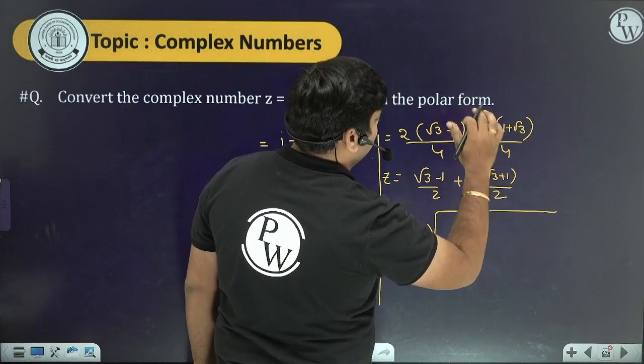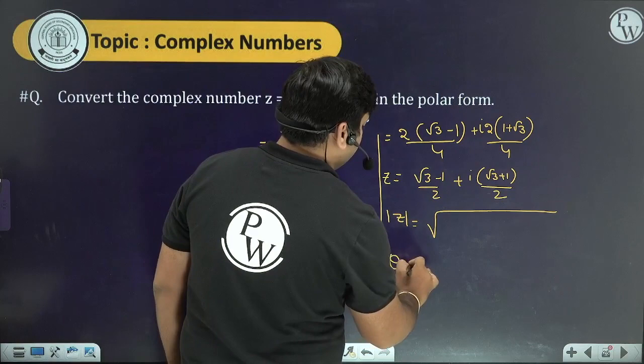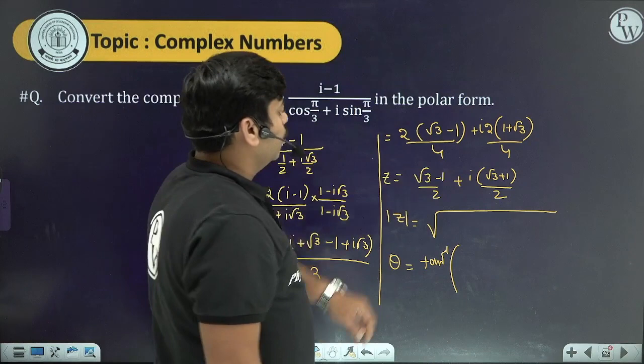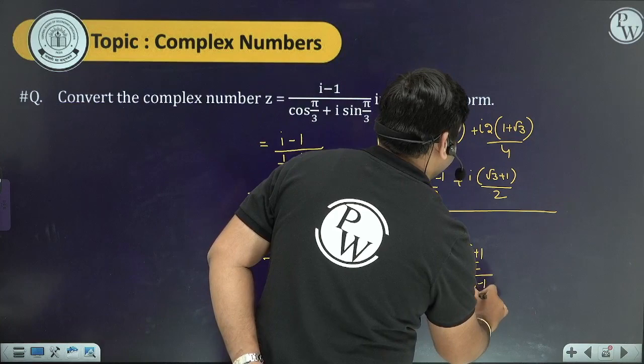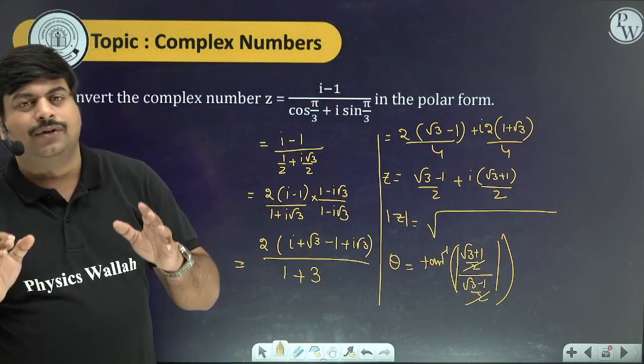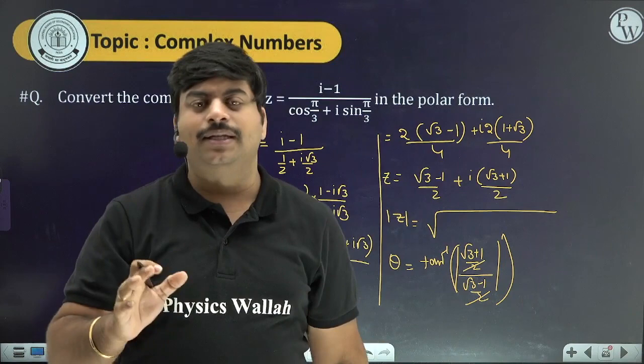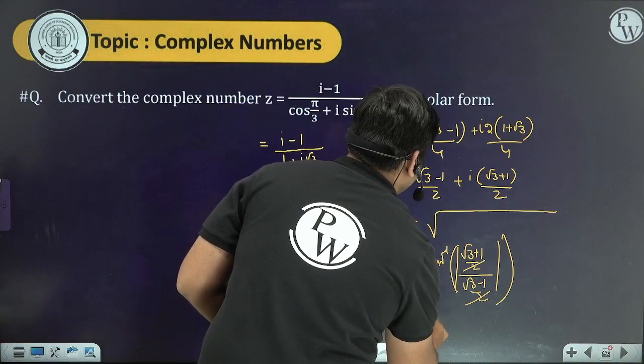Now, if you try to find the angle theta, that is very important. Theta is equal to tan inverse of root 3 plus 1 by 2 by root 3 minus 1 by 2. Okay. So these two get cancelled. We get root 3 plus 1 by root 3 minus 1. If I'm not wrong, it will be tan 75 degrees. But please cross check that once again. Okay. So theta is equal to 75 degrees. Or how can you write it in terms of pi?